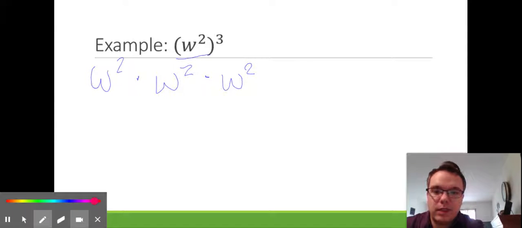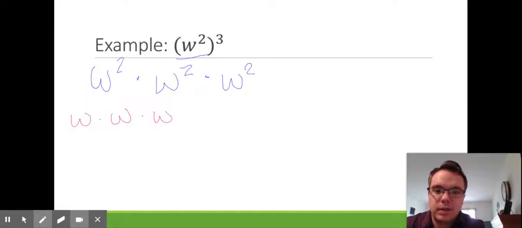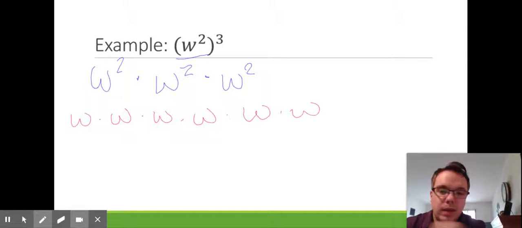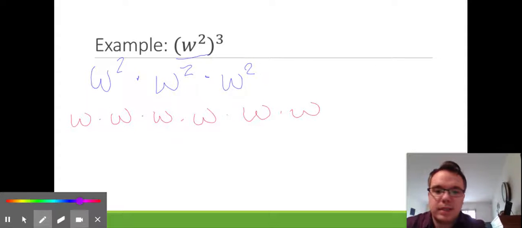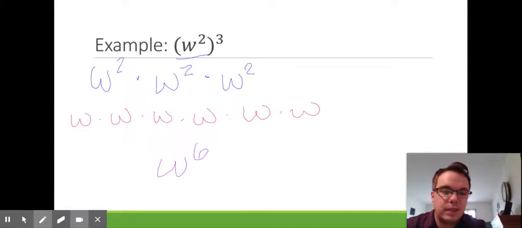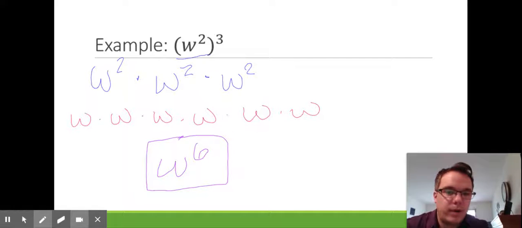So w squared means to take w times w. And so does this w squared. And so does the 3rd w squared. So now again, we have one base being multiplied multiple times, and our base is w. And how many times is it being multiplied by itself? That is 6 times. So I'm going to get w to the 6th power. So w squared to the 3rd power gets me w to the 6th.